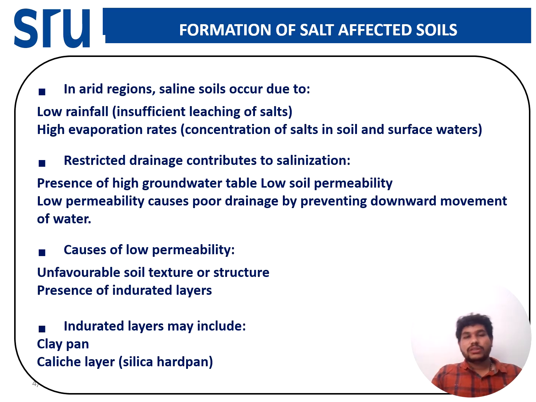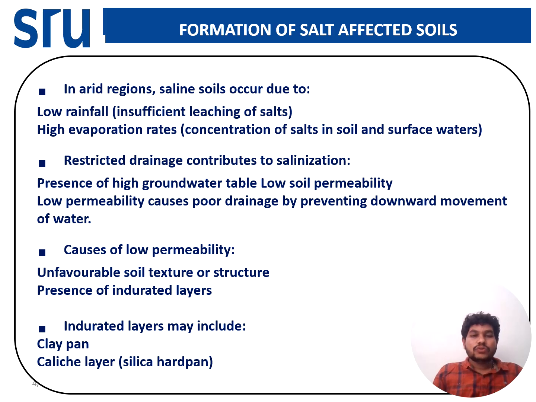Saline soil forms in arid and semi-arid regions due to low rainfall and a high evaporation rate. If drainage is restricted, a high groundwater table will be there. Because of the high groundwater table, the water will evaporate and salt will accumulate on the soil surface.